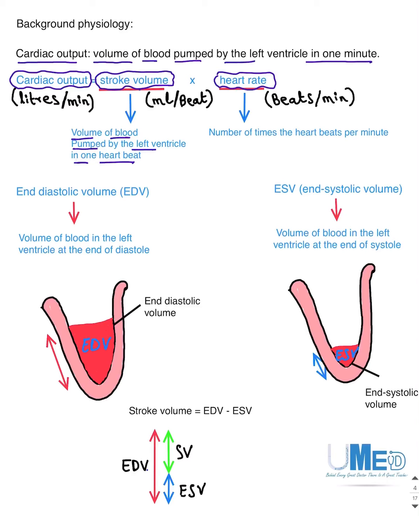And how do we define heart rate? Heart rate is the number of times the heart beats per minute. So basically the total volume ejected by the left ventricle in 1 minute, that is the cardiac output, will be stroke volume into heart rate, because stroke volume is the volume of the blood pumped by the left ventricle in one beat and heart rate is the number of beats in 1 minute. So we get the cardiac output, that is the volume of the blood in liters per minute.